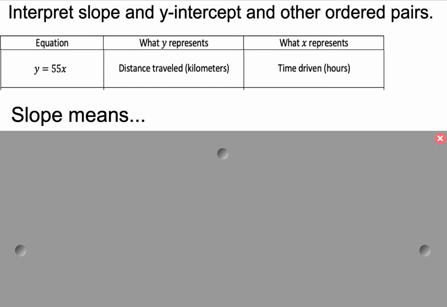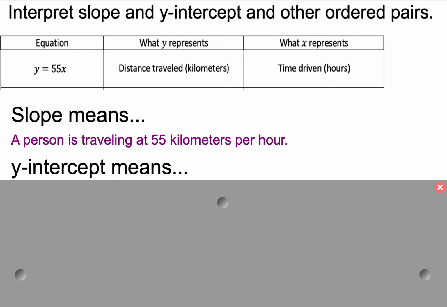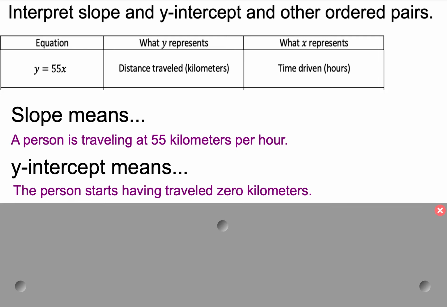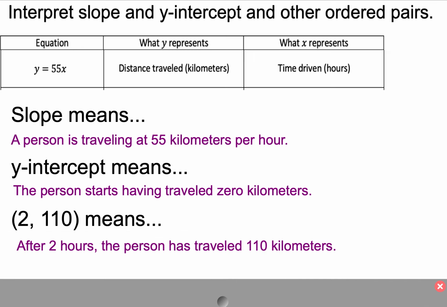Okay, y equals 55x. Y represents the distance traveled measured in kilometers, and x represents the time driven measured in hours. The slope is, of course, the number in front of x, 55, the coefficient of the x term. So 55 kilometers per hour. The person is traveling at 55 kilometers per hour. The y-intercept is not written there, but it is 0. That just means the person starts having traveled 0 kilometers. What does (2, 110) mean? Well, 2 is hours, 110 is kilometers, so after 2 hours, the person has traveled 110 kilometers.